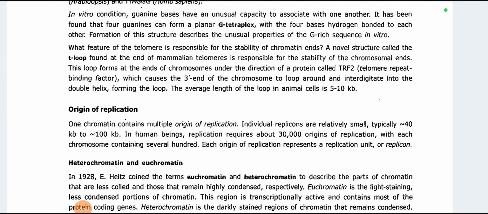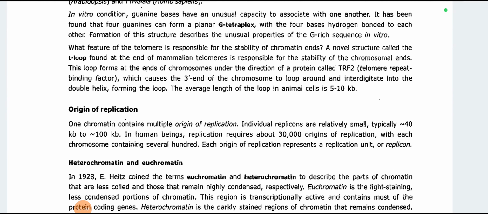So how is this telomere responsible for the stability of the chromatin ends? There is a novel structure called the T loop found at the end of the mammalian telomere, which is responsible for the stability of the chromosomal ends, and this loop is formed at the end of the chromosome. When we study DNA replication, we will understand telomeric replication as well.